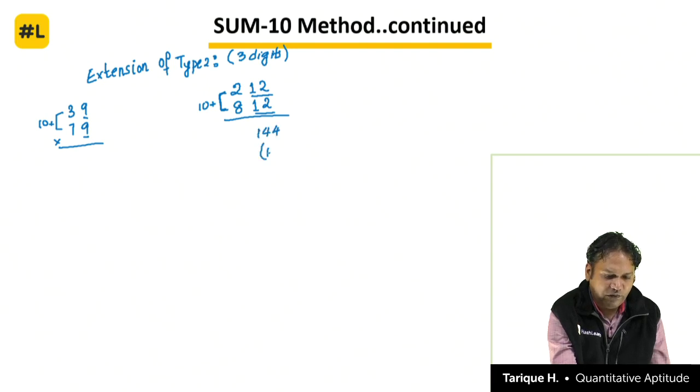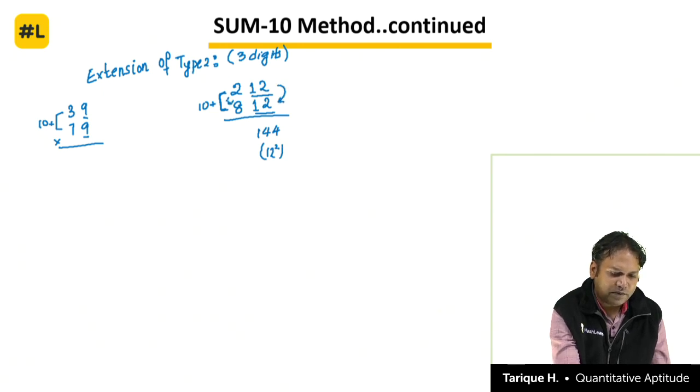How did I get 144? 12 square, 12 into 12. Now multiply 2 into 8, 16, and add here 1, 17. So how did I get 17? 2 into 8 plus the next number.